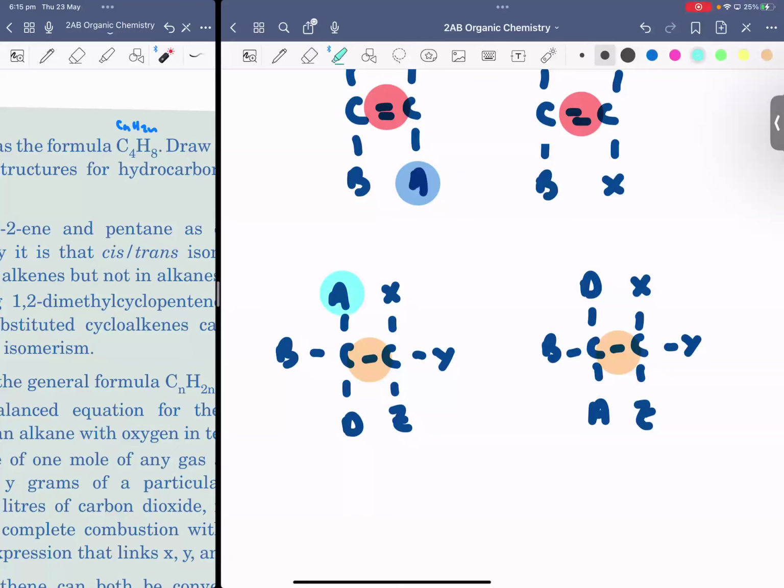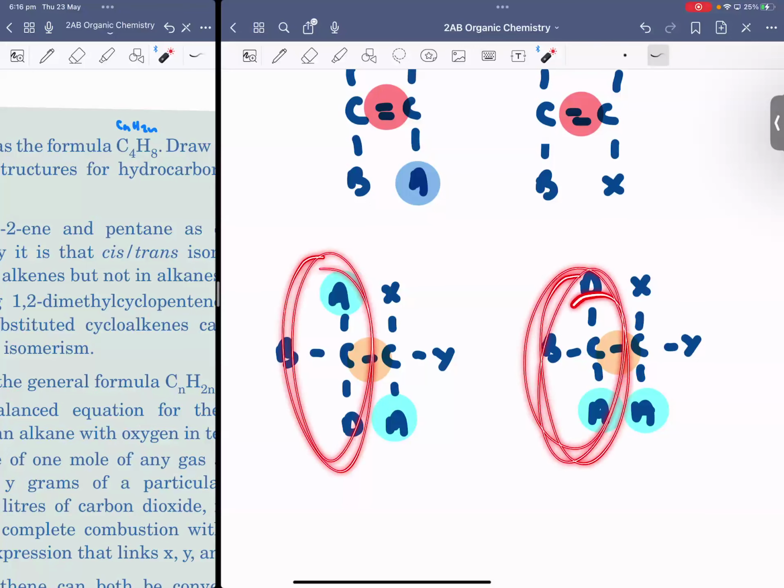look, A and A are on opposite sides and A and A are on the same side. Anyone trying to tell me that look, this also has cis trans isomerism because they can either be on the opposite side or the same side? You're wrong, because what is allowed to happen here? Rotation. So this can just rotate into this position and it's the exact same thing. Does that make sense to everyone?